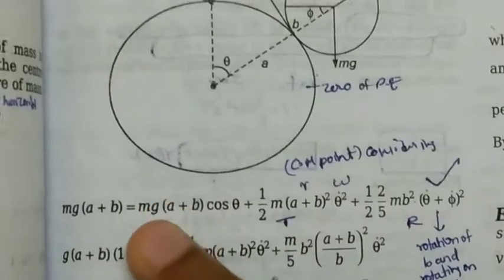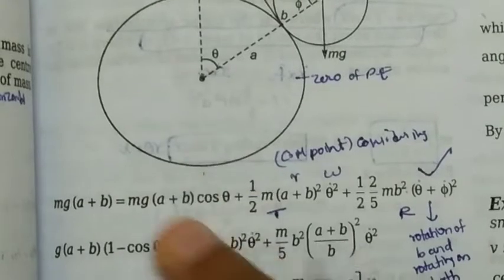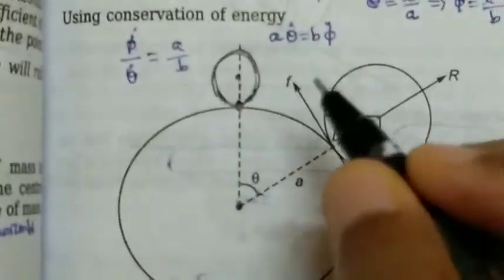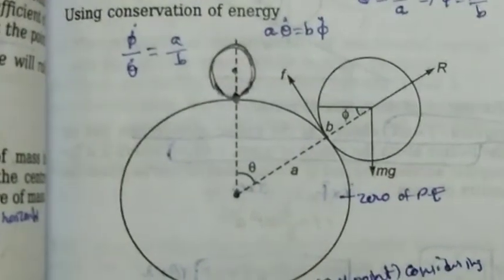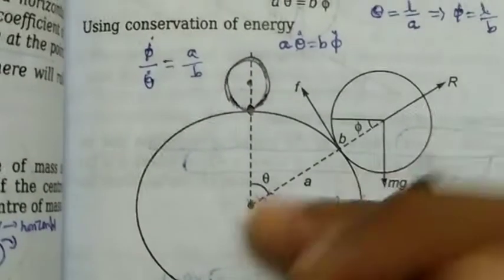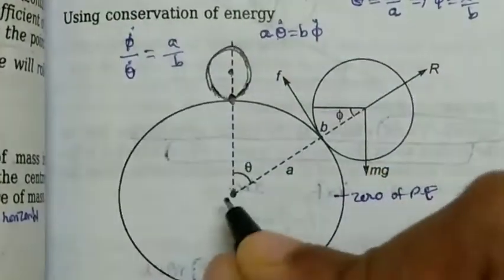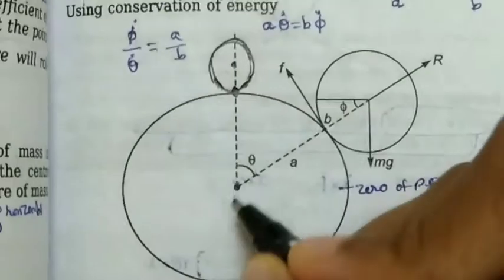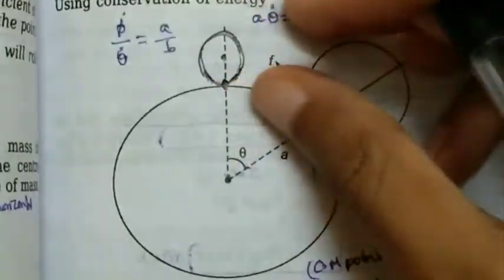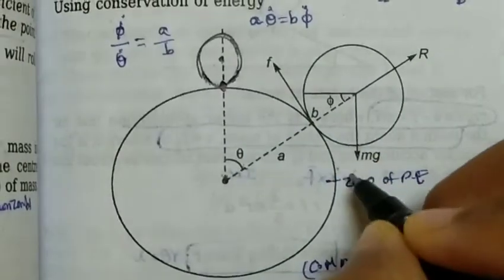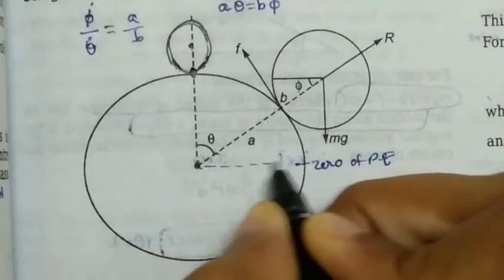So now let's look at the formulas. mgh, in the place of h we have a plus b cos theta. When the sphere was at this point, it was at a maximum height of a plus b from here to here. As it moves from here to here, the center of mass point's height from the reference point changes. This is the reference point.